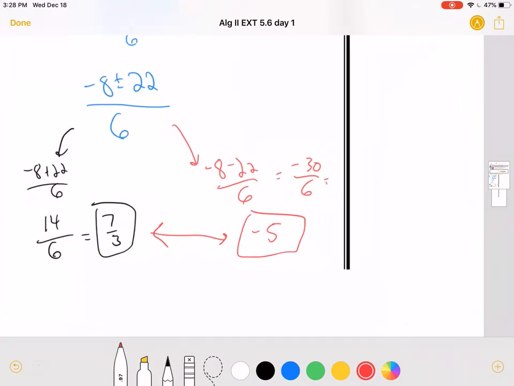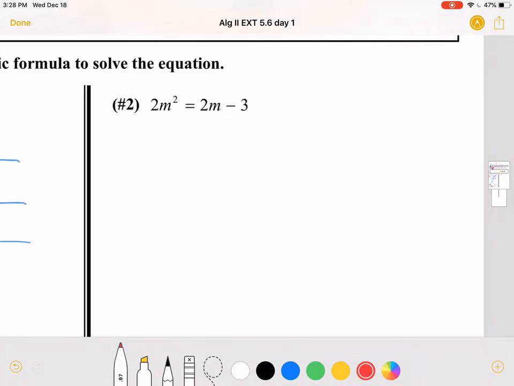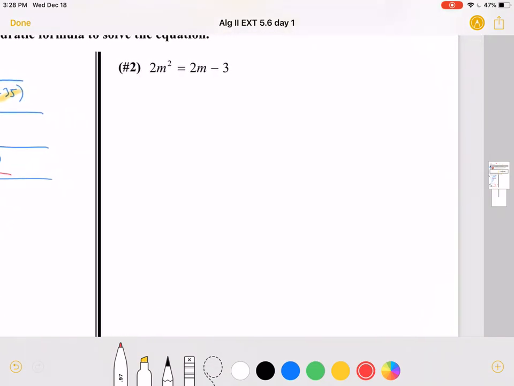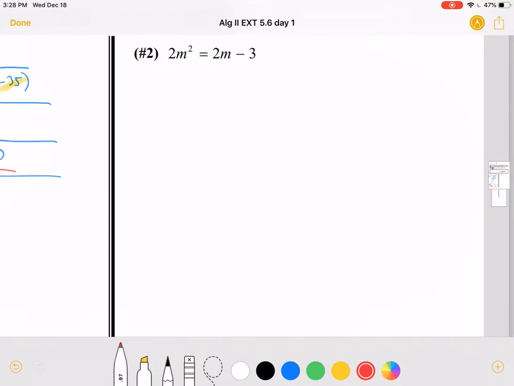Okay, on to the next example. Now, if you look here, in example 1, our equation was set equal to 0. Here, number 2 is not set equal to 0, so what we need to do is move everything to one side. I need to minus 2m, and I need to minus 3. I get 2m squared minus 2m, excuse me, that should be a plus 3 equals 0.